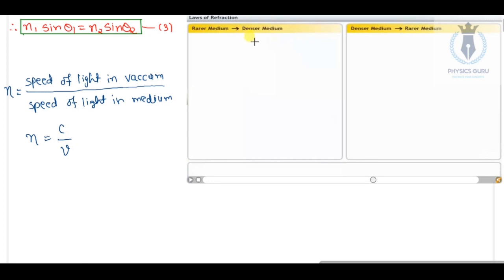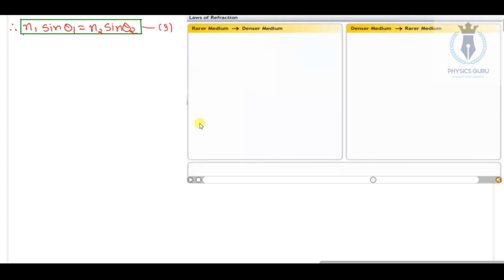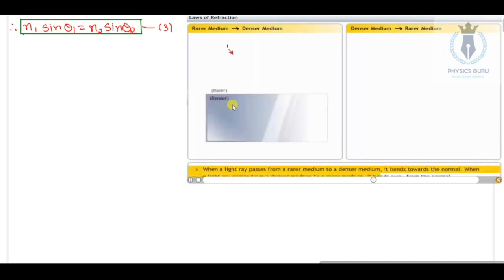For an optically denser medium, N is higher, so V is lower. That means the speed of light in an optically denser medium is less, and for a rarer medium N is less, so V is high. So in an optically rarer medium the speed of light is more. Now we see what happens when light enters from an optically rarer medium to a denser medium, and what happens when it goes from an optically denser medium to a rarer medium. Then after we will learn why this happens.